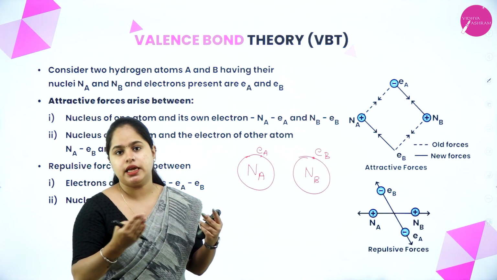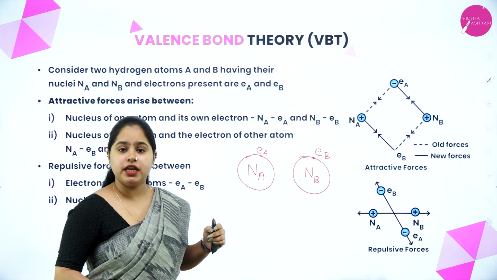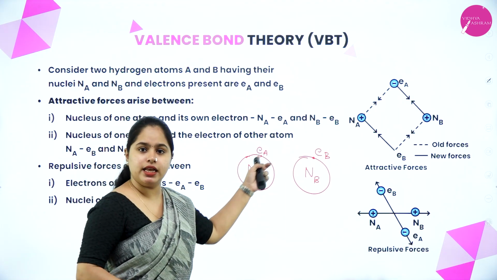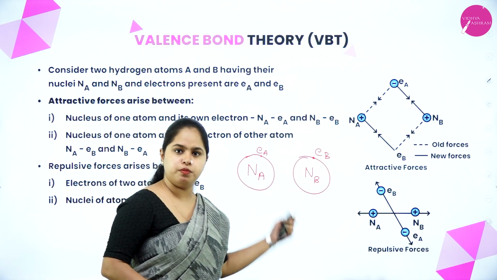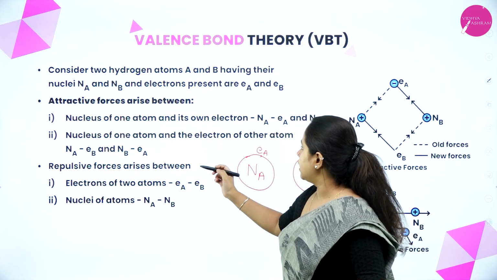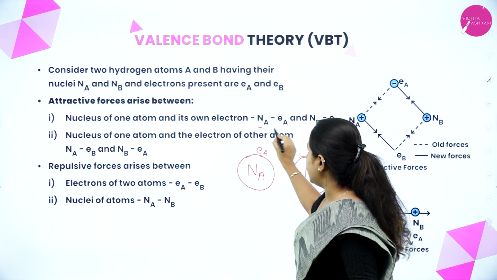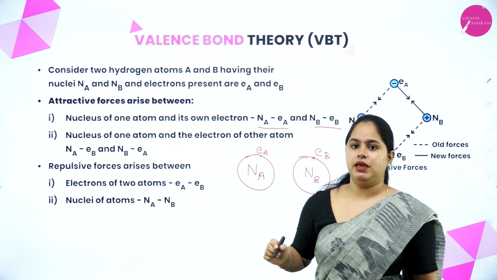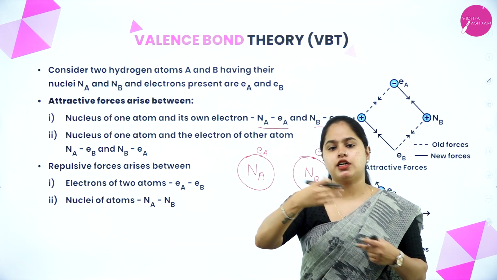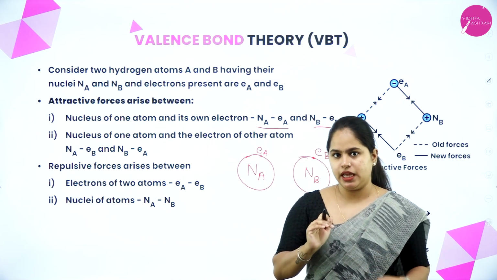What will be happening there? Attraction. There will be an attraction between the nucleus and the electron of atom A, and the nucleus and the electron of atom B. There will be attractive forces, that is, between NaEa and between NbEb. That is, between the nucleus and electron of the same atom, there will be an attractive force.